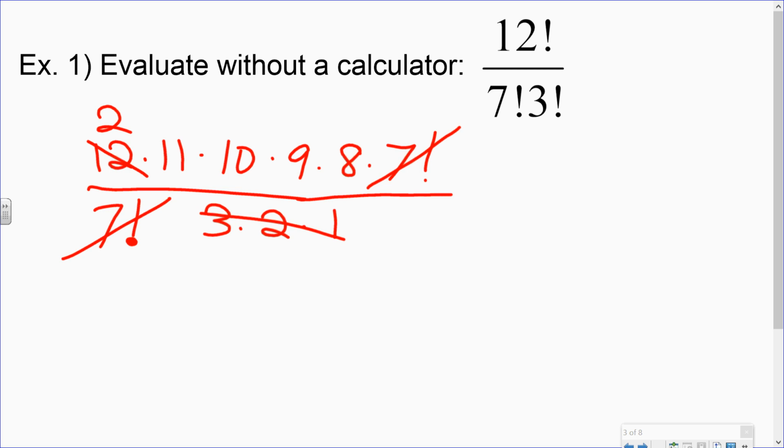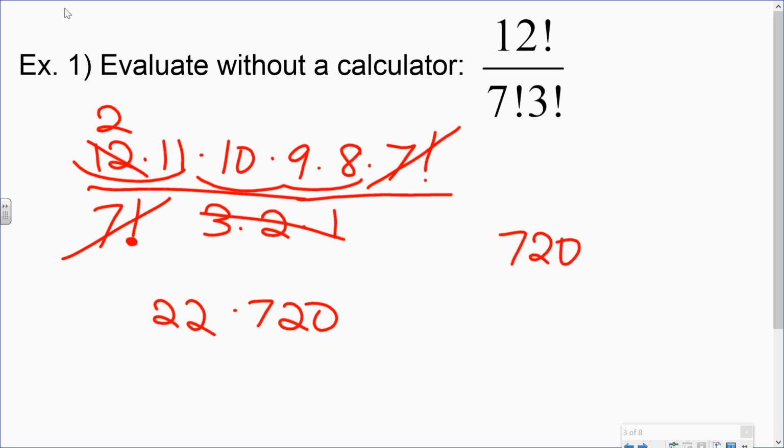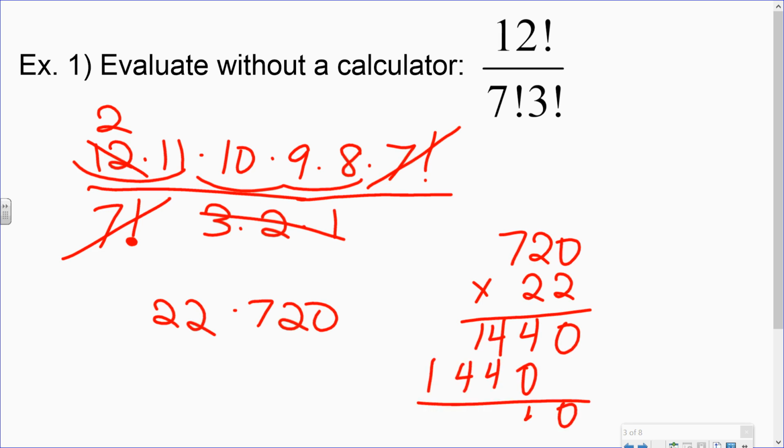Then I'm going to try to do some grouping that's not too hard to do without a calculator. So I think I can do 8 times 9 is 72 times 10 is 720. And I think I can do 2 times 11 is 22. And then I'm just going to do good old-fashioned long multiplication. 720 times 22, 0, 4, 14. And then I'm multiplying by 2 again, so just scoot everything over 1 spot to the left, add my rows, and this factorial becomes 15,840.